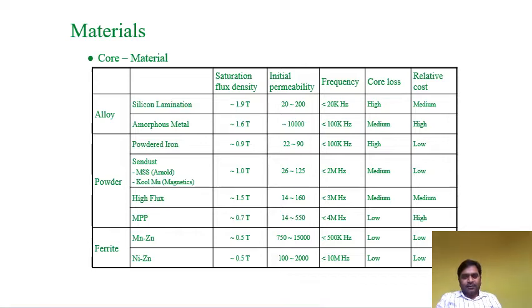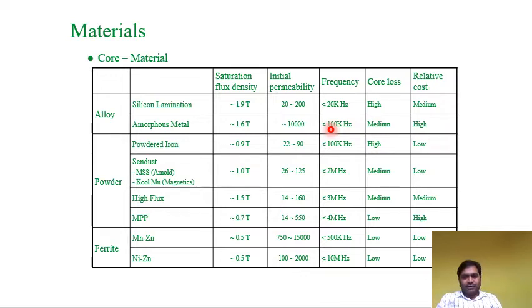This has certain properties for low frequency application, and the good thing is that in lamination the saturation flux density is quite high. It has two categories: one is CRGO, cold rolled grain oriented steel, and the next is CRNO, non-grain oriented silicon steel. The initial permeability is also quite high, and this is used for the low frequency range. So for less than 20 kilohertz application, we use the silicon lamination.